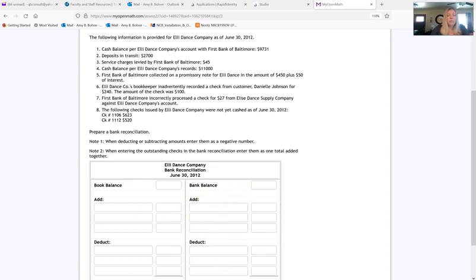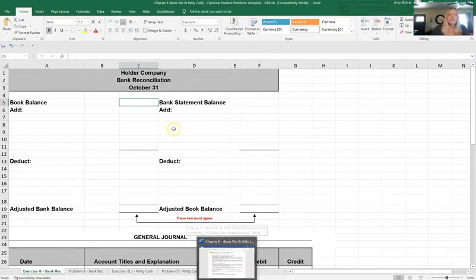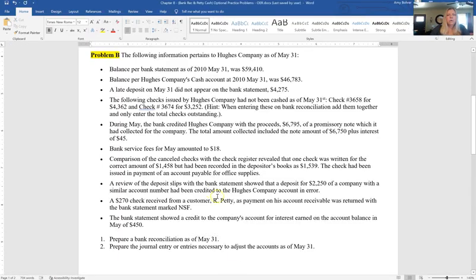So I have a problem already filled out, already created in Excel, and you can find this problem in Canvas. And so we're going to be doing the bank reconciliation in Excel, and it'll be very similar to the homework problem. It won't be exact, but it will be similar, okay? And so you have the problem here. We're going to do the bank reconciliation for Hughes Company as of May 31st.